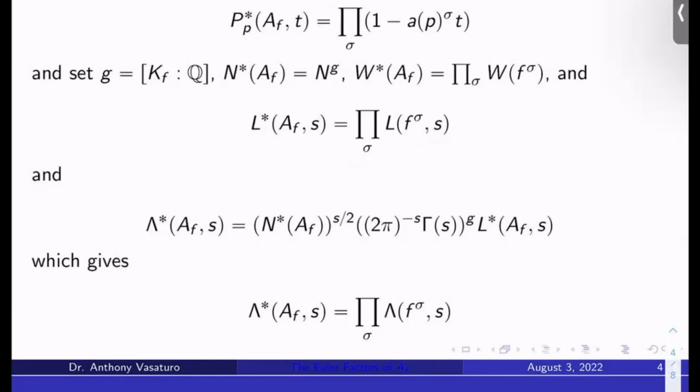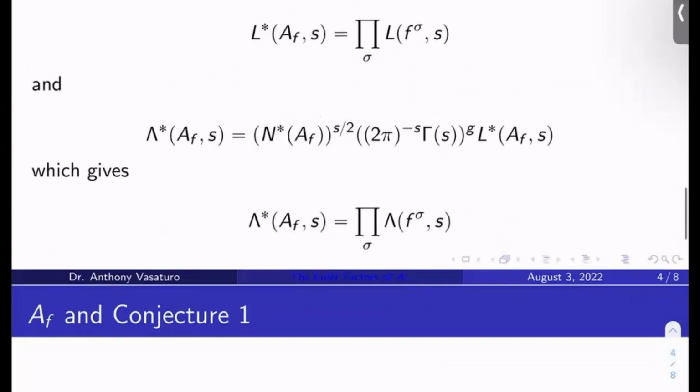Again, a great guess for the L function of A_F is just the product over sigma of all the L functions attached to all the various f^sigma, as sigma runs through all the embeddings of K_f into C. And finally, let's let lambda star of A_F, s be N star of A_F to the s over 2, times (2 pi) to the negative s, Gamma of s, all to the g, times L star of A_F, s. Again, if you were to remove all the stars here, the right-hand side would be a great guess for what lambda of A_F, s should be based on conjecture 1.